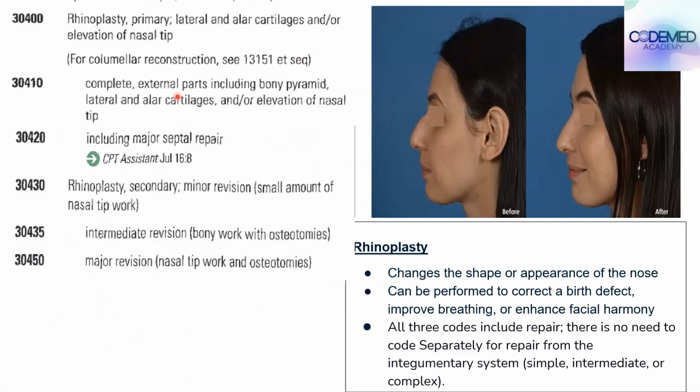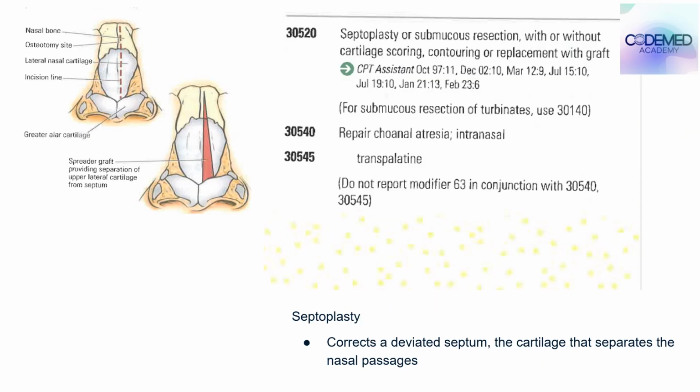So the next important topic is rhinoplasty, that is repair of the nose. Rhinoplasty changes the shape or the appearance of the nose. It can be performed to correct a birth defect, improve breathing, or enhance facial harmony. Now, one important guideline here is all the rhinoplasty codes include repair. So there is no need to code separately for the repair from the integumentary system. Very important guideline. Now these are the codes for the septoplasty.